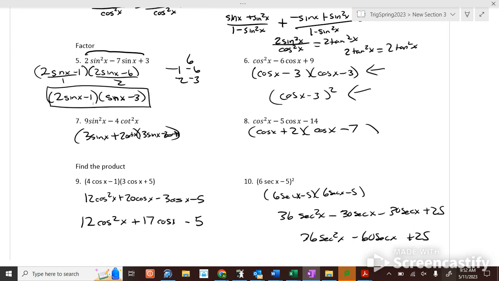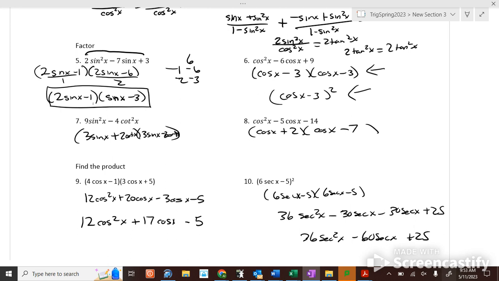Number 6. 2 sets of parentheses, split them up, cosine, cosine, minus, minus, 3 and 3. You can leave it like this if you want, or since they're the exact same, you can write it as cosine of x minus 3 quantity squared. Number 7 is difference of squares. 3 sine of x plus 2 cotangent of x, and 3 sine of x minus 2 cotangent of x. And we're done. That's all the further we can go.